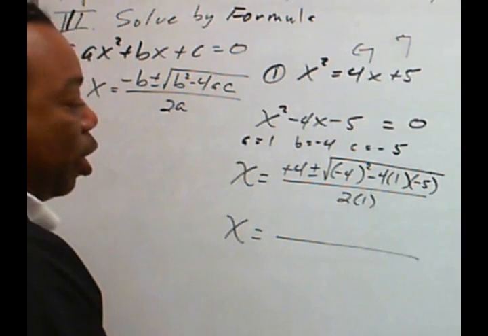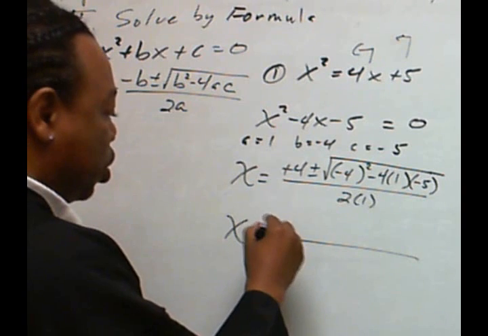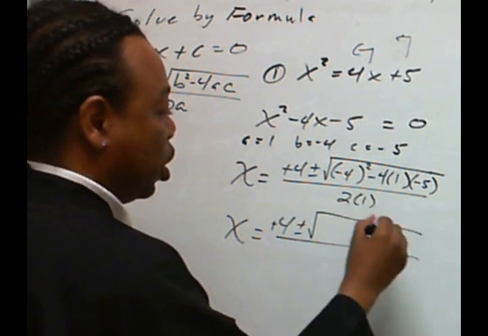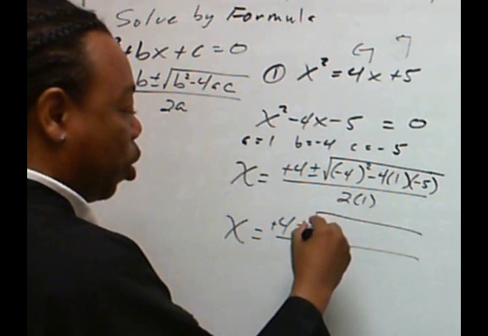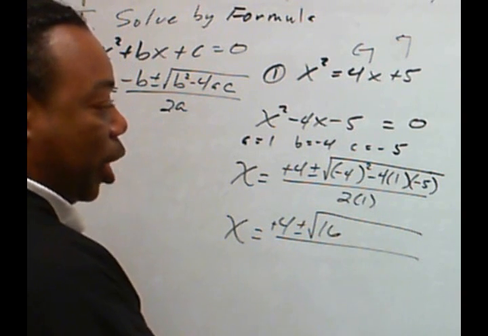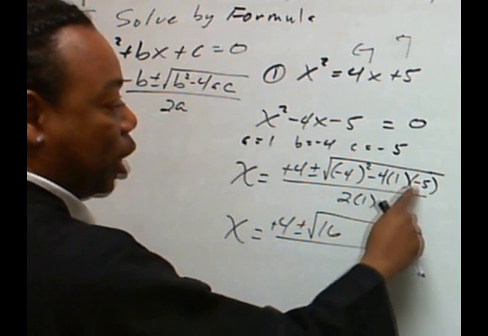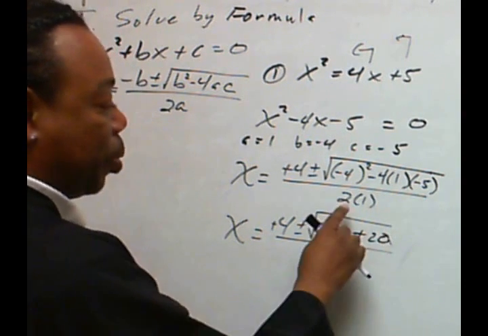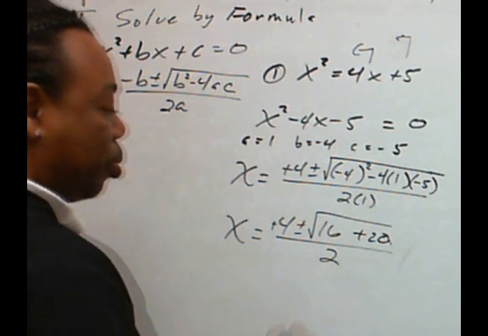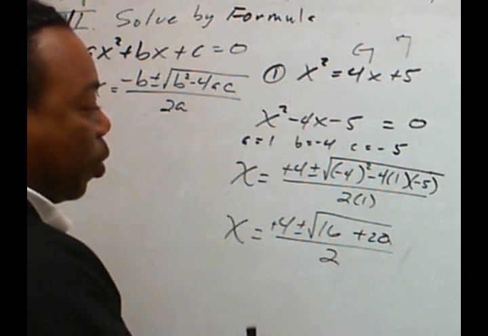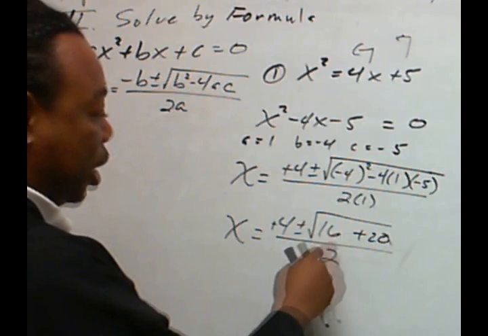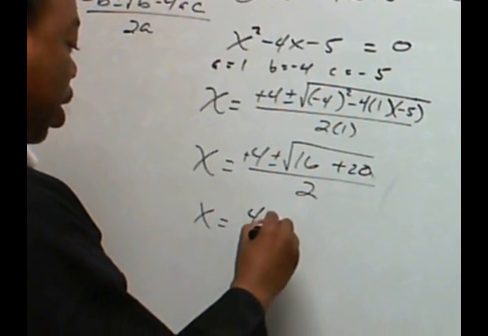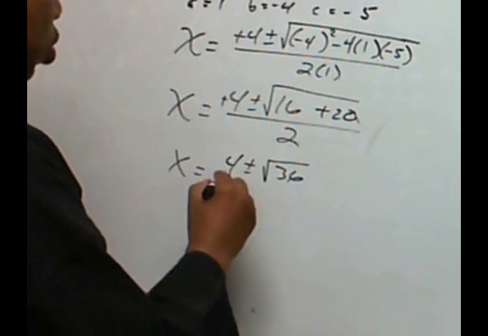Alright, now let's go through the order of operations. We'll deal with exponentials first. The exponential here is -4 squared, which is 16. Next is multiplication. -4 times 1 times -5, that's a positive 20. Next multiplication is 2 times 1, which is 2. Okay, now exponents are done, multiplication is done. Now let's do the adding and subtracting. We have 4 plus or minus the square root of 36 all over 2.